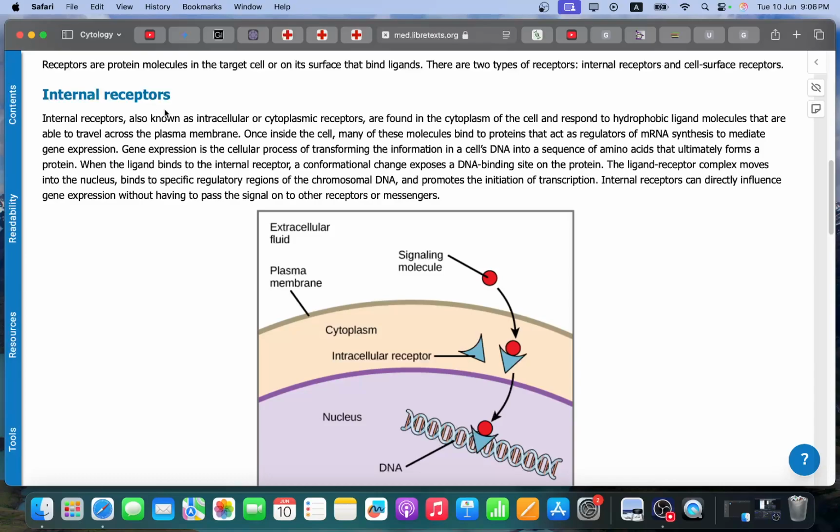Gene expression is the cellular process of transforming information in a cell's DNA into a sequence of amino acids that ultimately forms protein.